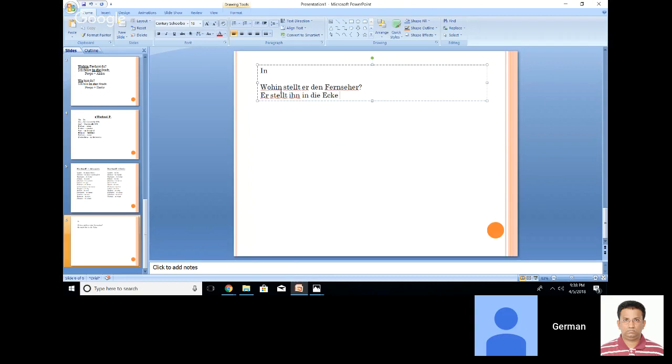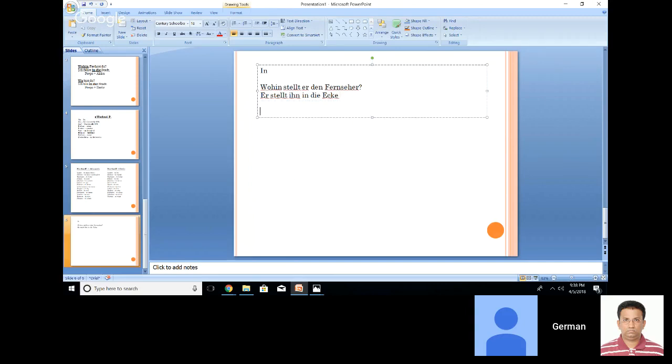Wohin is the question for accusative. Where are you keeping the TV? He is keeping the TV in the corner. In is used because it is accusative and it is answering the question wohin.